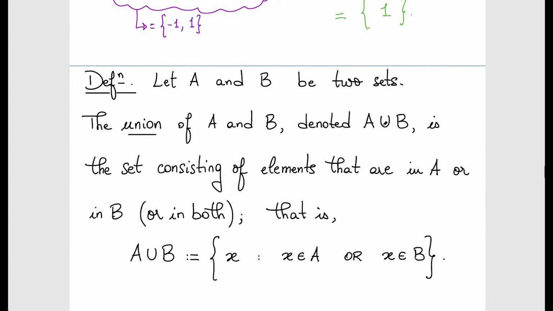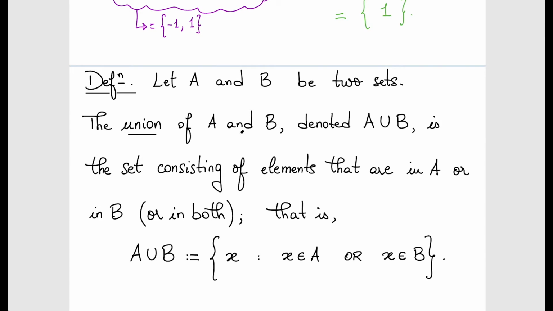Another operation between two sets, and that's the union. Let's see the context. Let A and B be two sets. So there we have capital A and capital B, each of which denotes a set. We're gonna talk about the union of A and B.